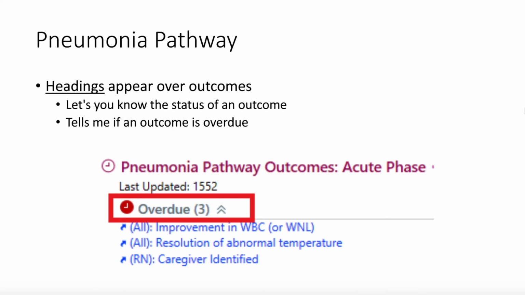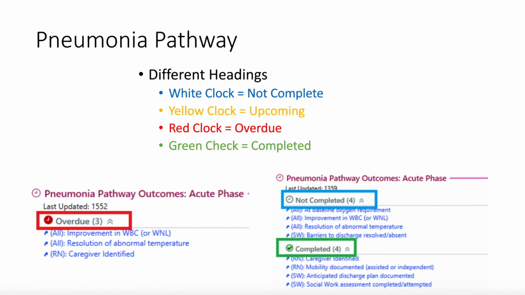Now, what are headings? Well, headings appear over outcomes, and basically they let you know the status of an outcome. What I like to use headings for is just to let me know if an outcome is overdue. Now, there are different types of headings.